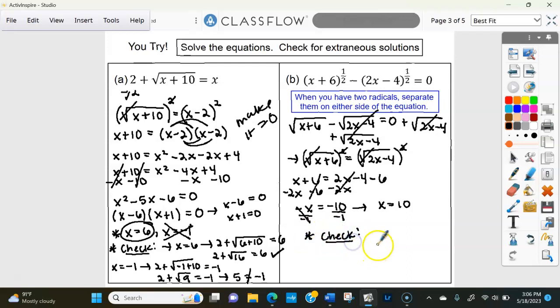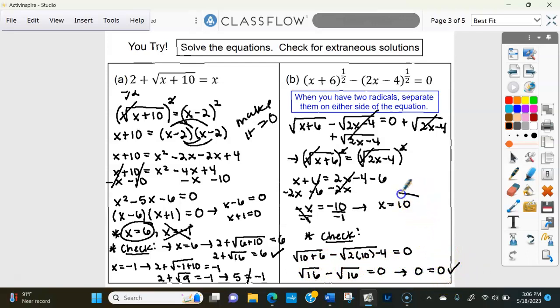not extraneous. I'm going to plug it into the original equation. I'm going to keep it as radicals. So the square root of 10 plus 6 minus the square root of 2 times 10 minus 4 equals 0. This is the square root of 16 minus the square root of 2 times 10 is 20 minus 4, square root of 16 equals 0. Two identical square roots that are being subtracted. They're going to cancel out, leaving me with 0 equals 0. That is a true statement. So this is my solution.